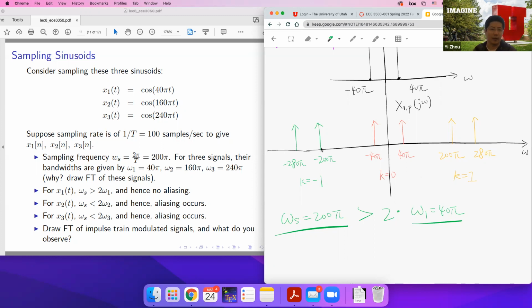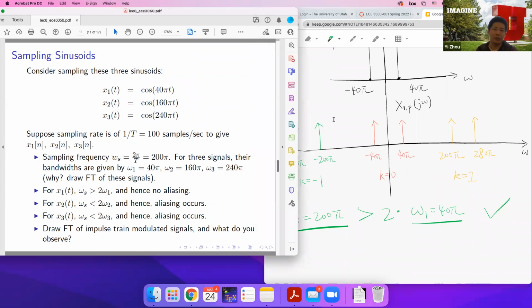And we indeed verify this by plotting out the spectrum. Okay, so this one is good. 100 samples per second is enough to preserve all the information for x1(t). So that is the conclusion here. So this is for x1(t).